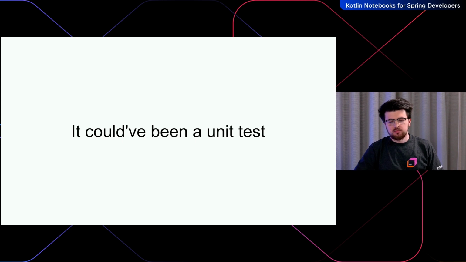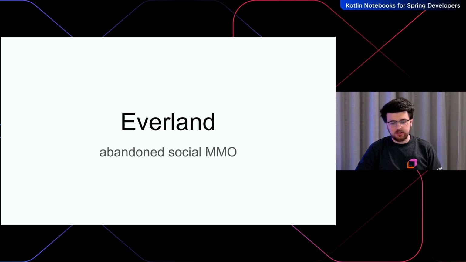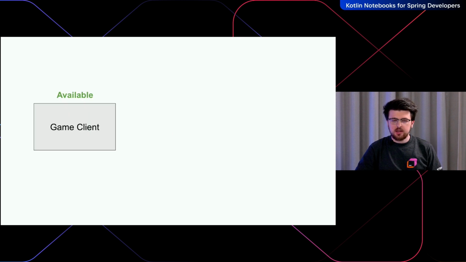Some of you may argue that it could have been a unit test or an integration test, and perhaps you will be right. However, it is not the case for the next story, which is about Everland. There's a game called Everland. It's a social MMO, and it was never finished. It was abandoned about 5 years ago. The client of the game is still available, right? You can download it on Steam.